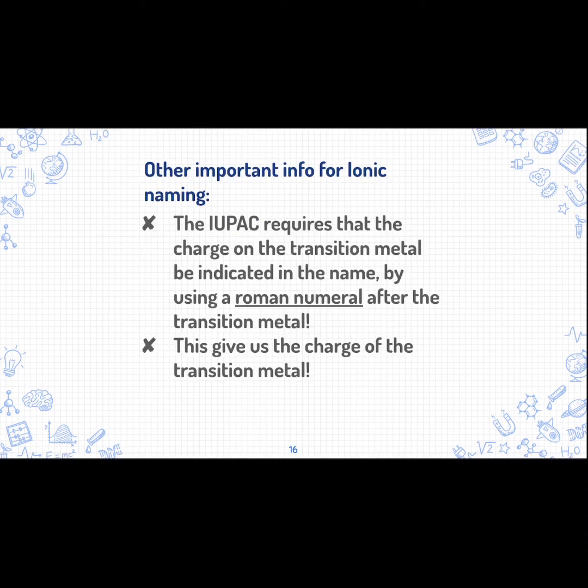Okay, some other important information. The IUPAC, which is basically who decides how we name these things, requires that the charge on the transition metal, which is in that middle section of the periodic table, be indicated by the name and then a Roman numeral after the name of the metal. So that Roman numeral tells us the charge. The reason that we do this only for transition metals is because it doesn't matter what group they're in on the periodic table. The charge is kind of random. So I'll give a handout for those charges. But basically the Roman numeral is going to give us what that charge is.